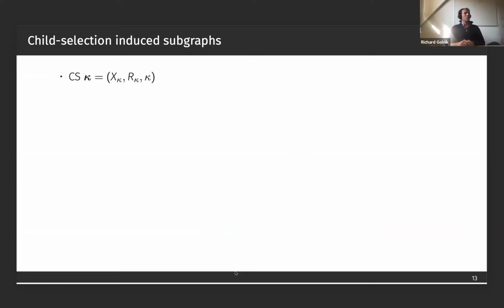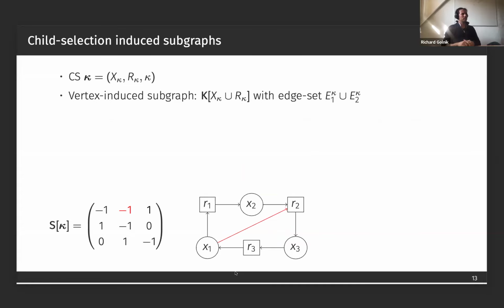And then, as I said, we can also have a look from the other side. So given a child selection, we can look at two different kinds of induced subgraphs. So we can have a look at the vertex-induced subgraph induced by the vertices of the species and the reactions, which are for this child selection that we obtain this vertex-induced subgraph. And here you can see that the off-diagonal, so this negative off-diagonal entry marked in red here, yields an additional species to reaction edge.